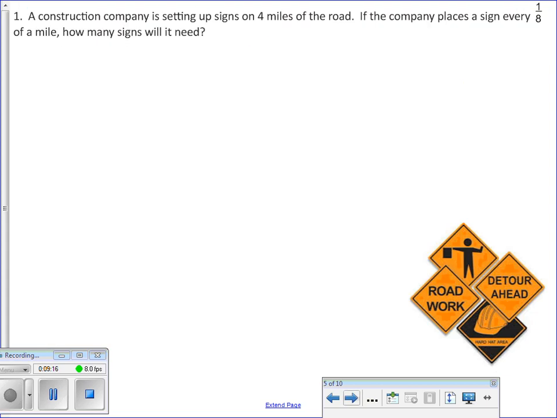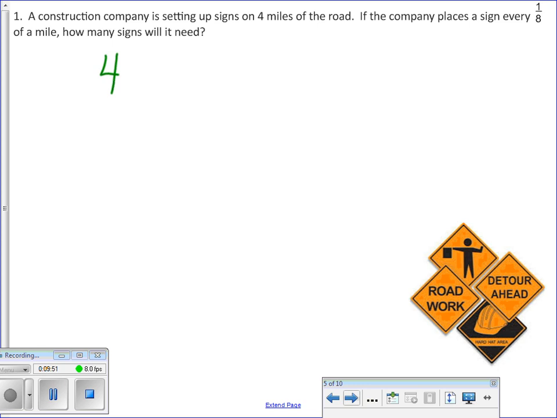A construction company is setting up signs on 4 miles of the road. If the company places a sign every 1/8 of a mile, how many signs will it need? All right, so everybody picture, what do I have? What is it that I have that I'm breaking up? 4 miles. Excellent. Very good. We have 4 miles. So that's what I have.